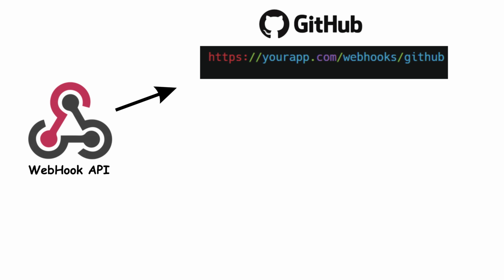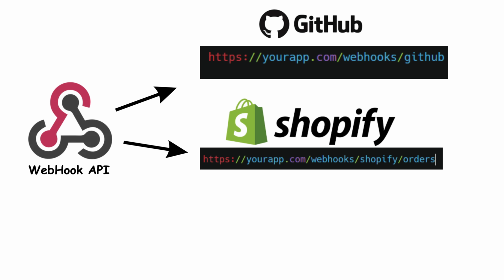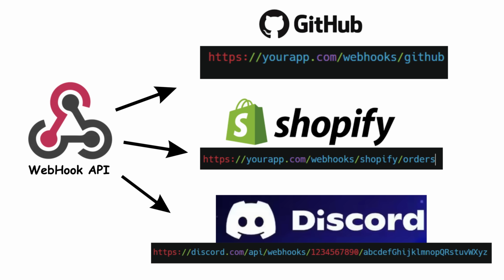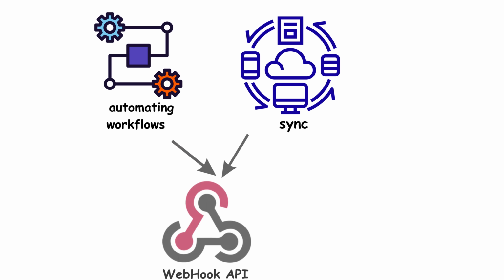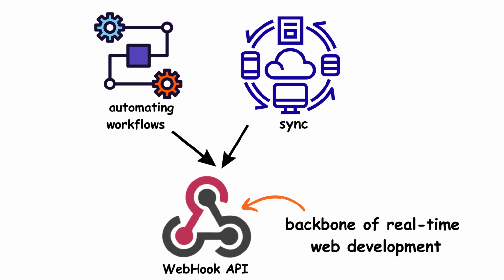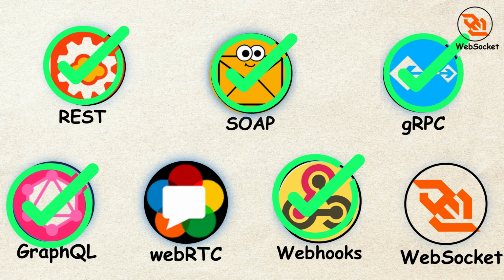You'll find webhooks powering nearly every modern application. Like, GitHub fires webhooks when new code is pushed. Shopify triggers them when an order is placed. Slack and Discord bots rely on webhooks for commands and real-time reactions. From automating workflows to keeping systems instantly in sync, webhooks are the invisible backbone of real-time web development.